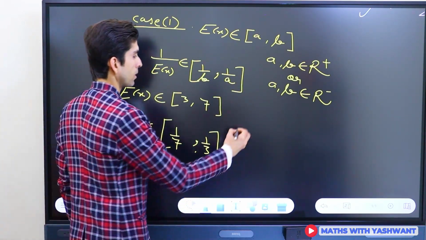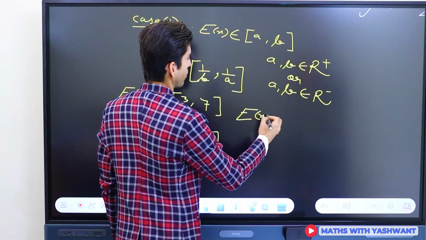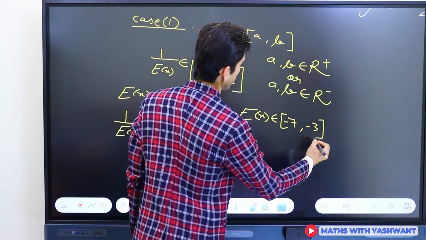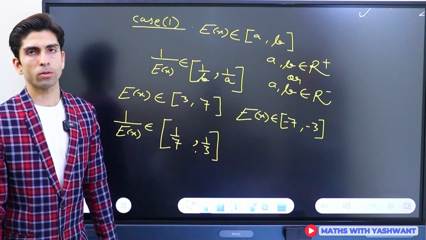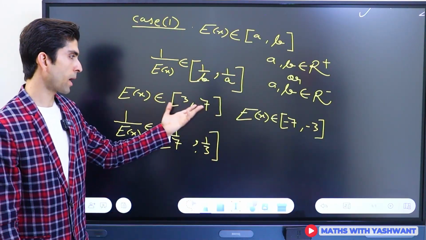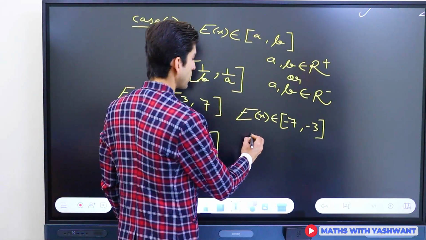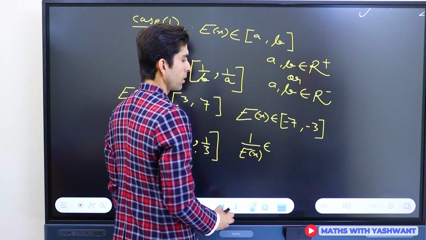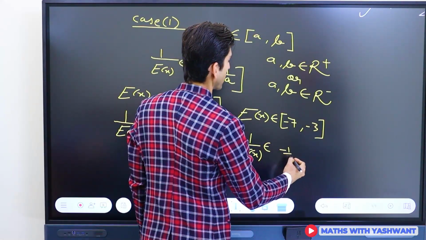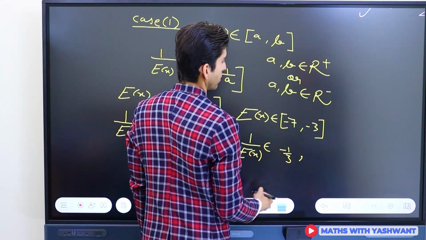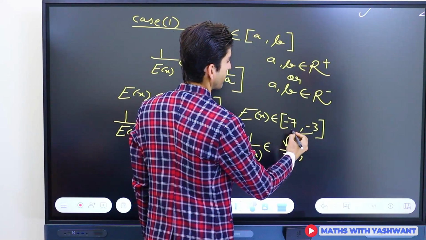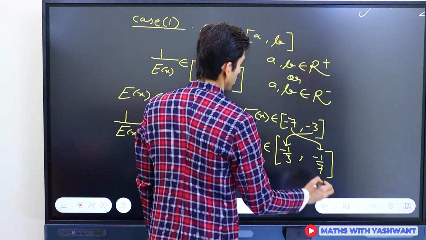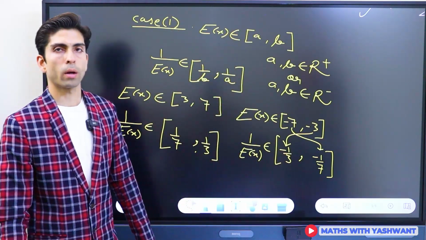Now what if the range of e of x is given as closed minus 7 to closed minus 3. We have taken the same numbers, just we have made it negative. So for 1 by e of x, we do the reciprocal and reverse the order. So for negative 3, we have negative 1 by 3, and for negative 7, we have negative 1 by 7, and just we write like this way.